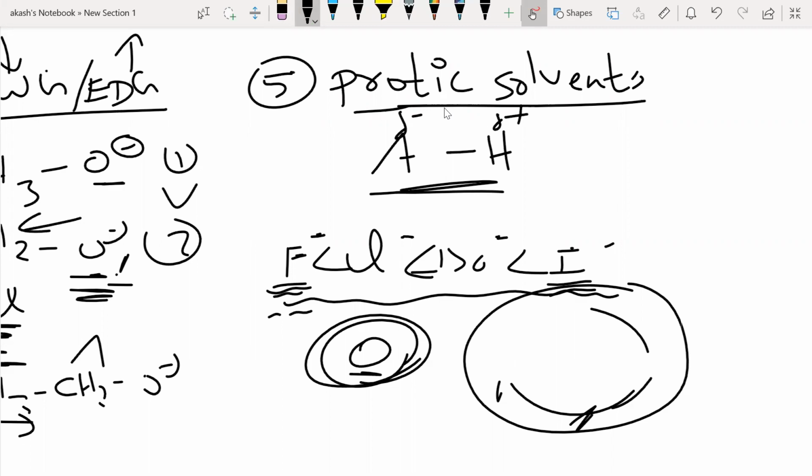The reason here is the extent of hydration. How do you decide the extent of hydration? Based on size and charge density. By that, F minus is the one having the highest extent of hydration, so there the nucleophilicity is decreased to a maximum extent, whereas in I minus, nothing of that sort happens. So it is going to be the best nucleophile in protic solvents.